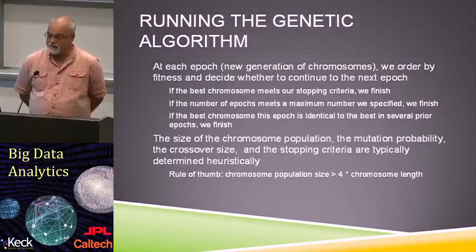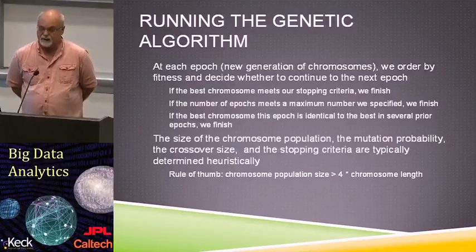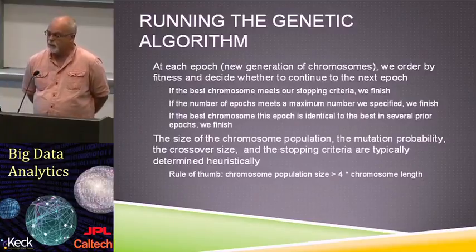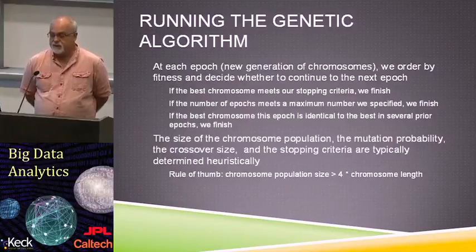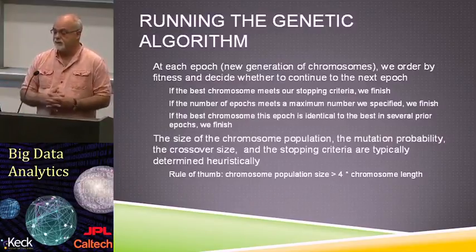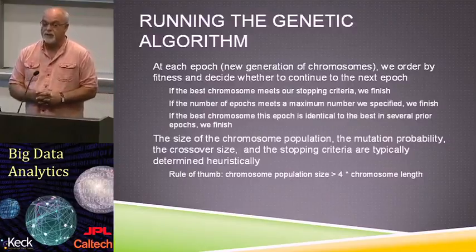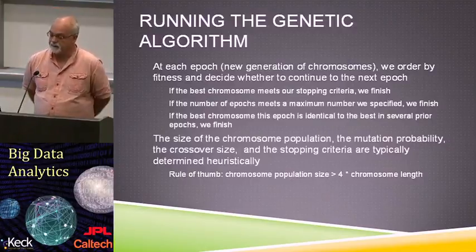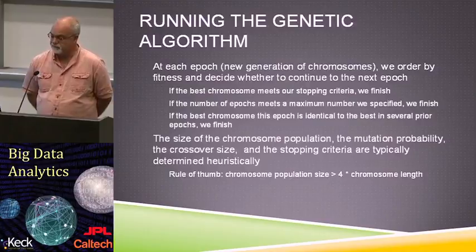If we've met the number of epochs which we're allowing the genetic algorithm to run for, then we finish. Or if we find that there's no improvement in the best chromosome from the previous epoch, or a succession of many previous epochs, we're going to have to say, well, we give up at this point and finish.